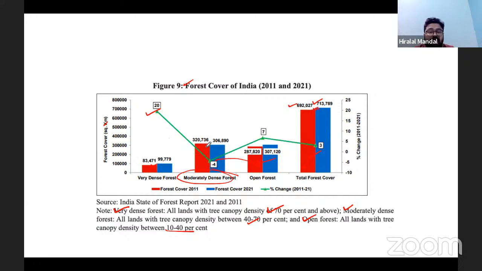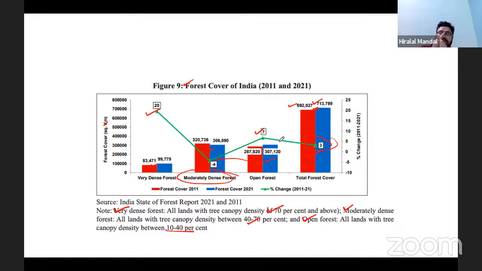But moderately dense forest has come down by 4%, whereas the open forest has increased by 7%, and overall it is a 3% rise from 2011 to 2020-21. So that's the status of forest cover of India. Here you can see, when we talked about the earlier things, we talked about the forest area. Here the discussion is about the forest cover.